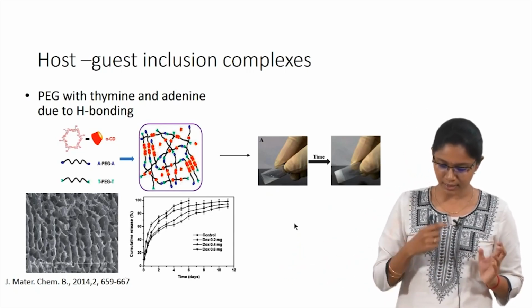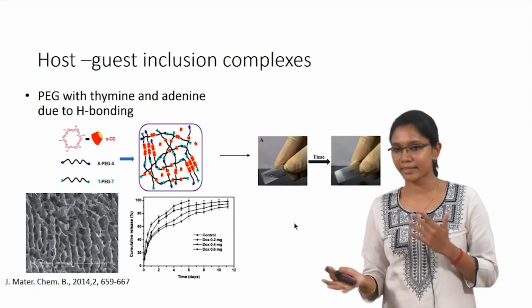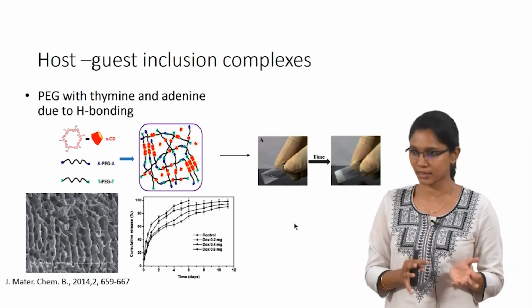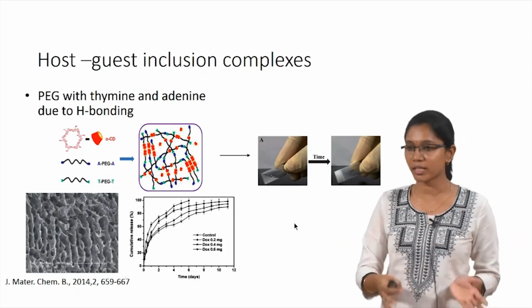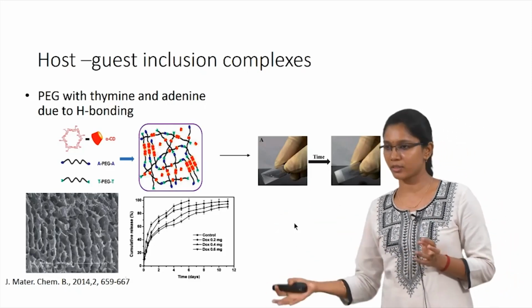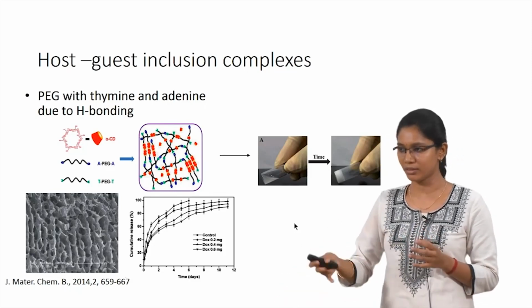And then this is a SEM image of how the gel looks, and here they have added doxorubicin, a cancer drug, and see how the release goes. They have also done an in vivo study on rabbits to see how the gel can have an injectable effect on the rabbit.